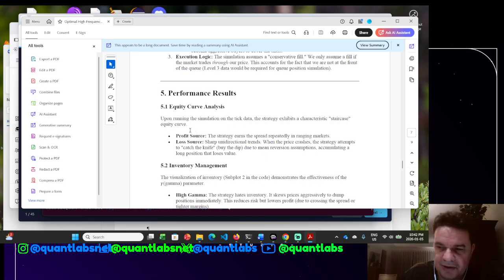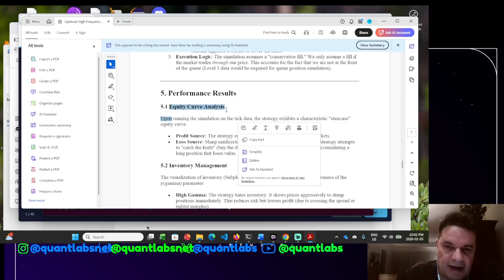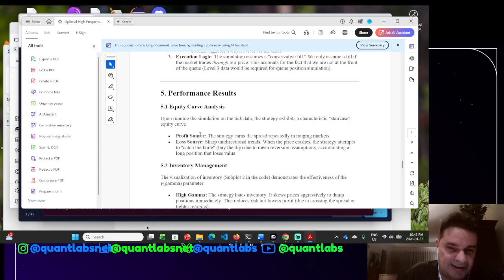So on the performance results, we have the equity curve analysis. We have the running simulation on the tick data. The strategy exhibits a characteristic staircase equity curve, which you've seen in the Python application. The profit source: the strategy earns the spread repeatedly in ranging markets. And then we have a loss source with a sharp unidirectional trend. Price crashes and the strategy attempts to catch the knife by buying the dip.